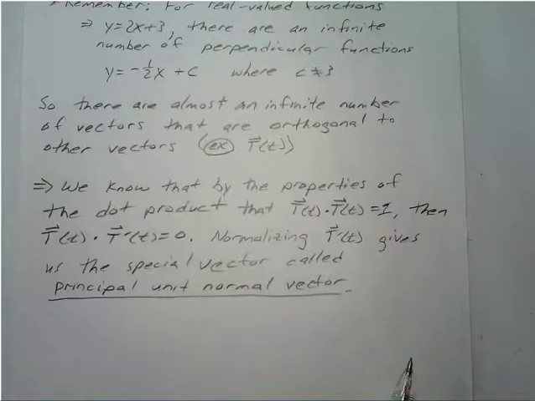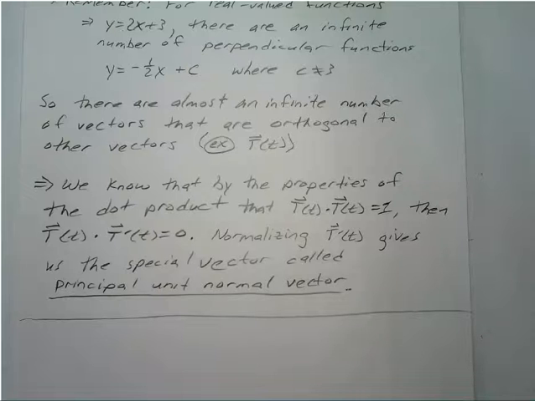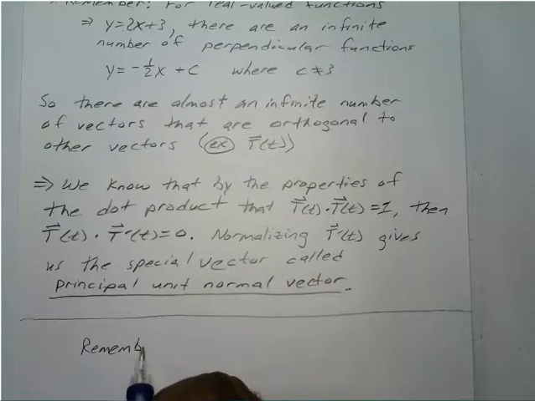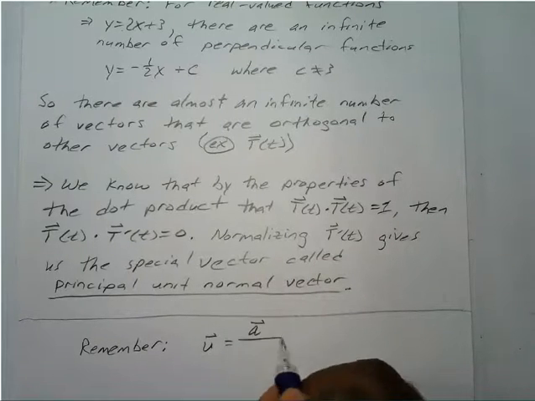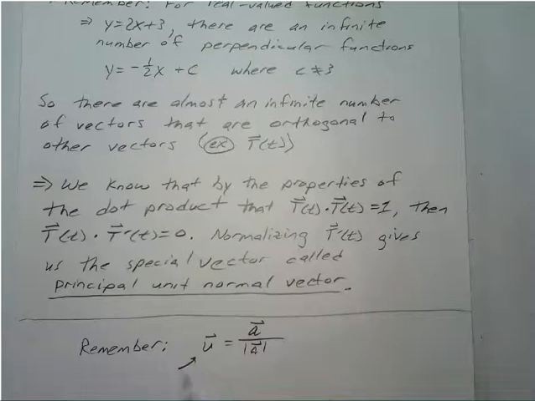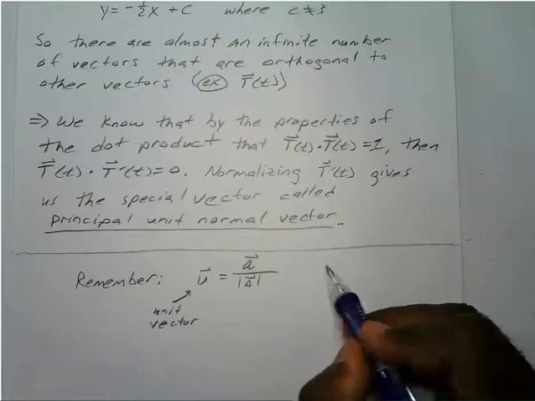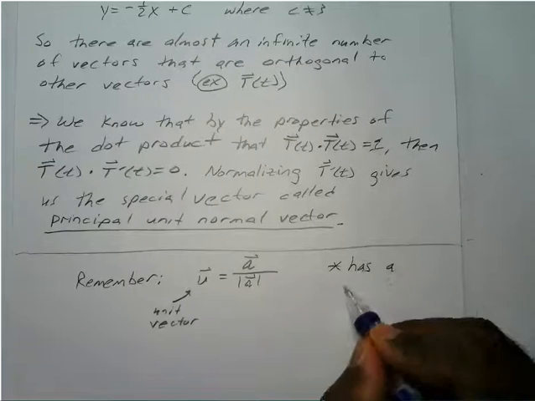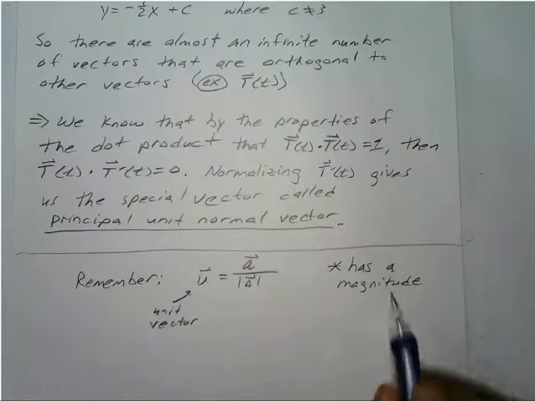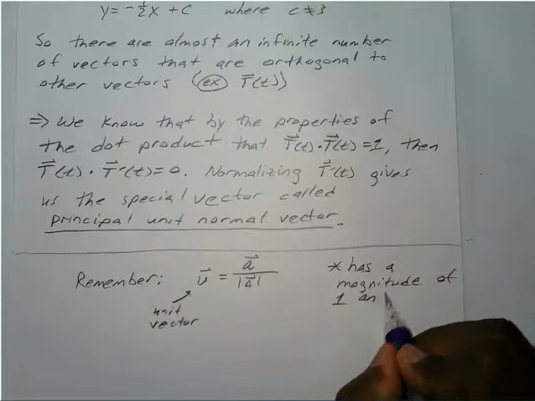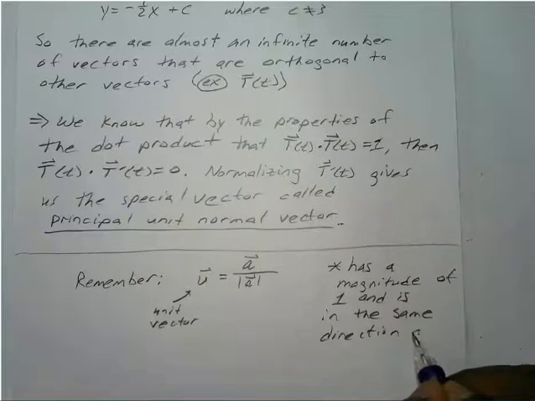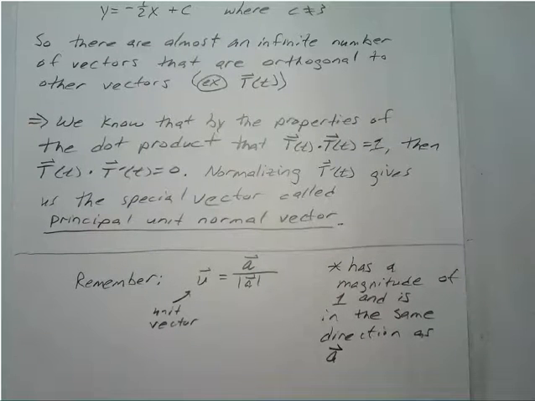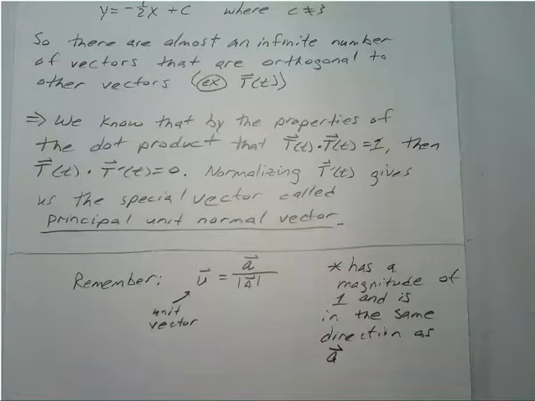The formula for our principal unit normal vector, or just our normal vector, I'll probably just call it that from now on, has the same idea as our regular unit vector. Remember, our unit vector is equal to some vector A divided by the magnitude of that vector A. That's just our plain, ordinary, everyday unit vector, and we know it has a magnitude, which is just another way to say length, of 1, and is in the same direction as our A vector.